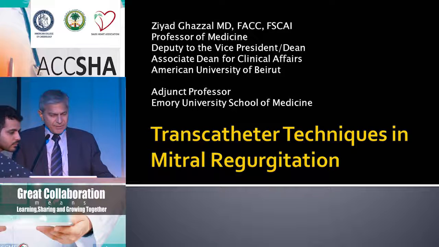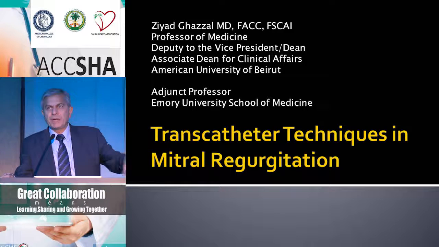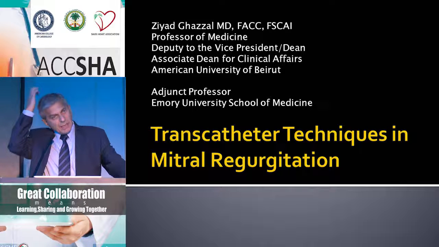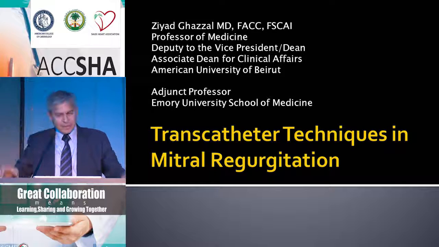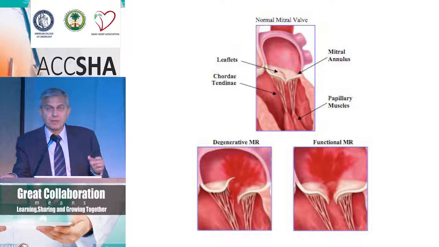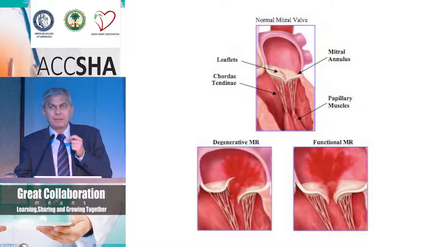We're going to talk about transcatheter techniques in mitral regurgitation. And you've heard quite a bit today about mitral regurgitation. It's important to remember that there are really two types. One is the degenerative mitral regurgitation type, and the other one is the functional mitral regurgitation type. It's important to remember these two types because it makes a difference on the risk and on the approach.